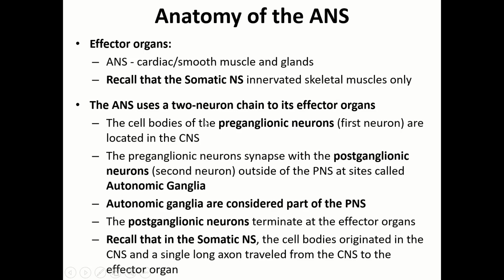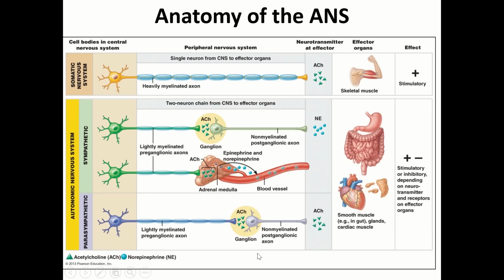So they're referred to as preganglionic neurons that come before the ganglion, and postganglionic neurons that come after the ganglion in itself. This is very different, again, from the somatic nervous system, where you had one long single axon traveling all the way from the central nervous system to the effector organ. And this table does an excellent job of breaking down the anatomy.